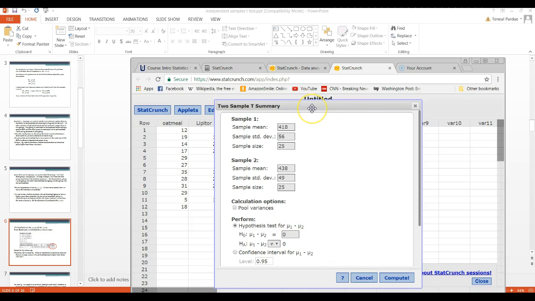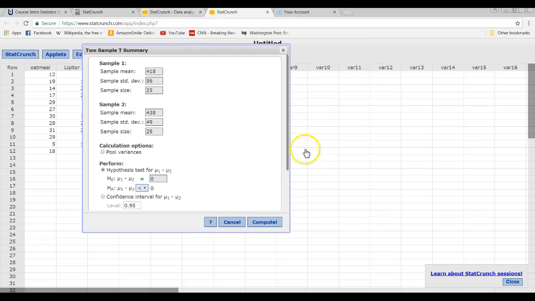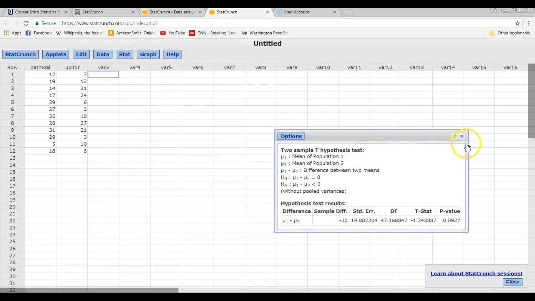Okay, and let's see, for this one we wanted to know if mu1 was less than mu2. I think that's what we said. So we'll pick the less than box. All right, so pick the less than and click compute, and we get our results. And just like we always do, you copy and paste your output into your homework.